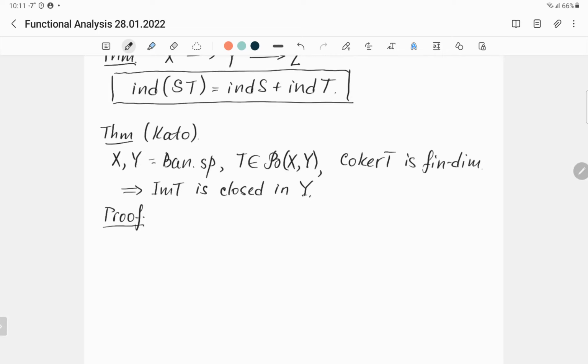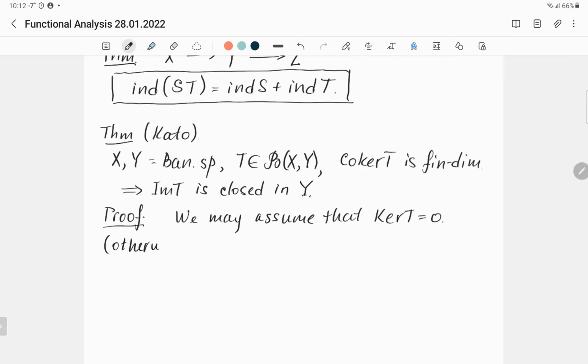To prove this result, first of all, let's observe that we may assume, without loss of generality, that the kernel of T is trivial. We may assume that the kernel is trivial. Well, indeed. Otherwise, if it is non-trivial, we may consider the induced operator from the quotient of X modulo the kernel.